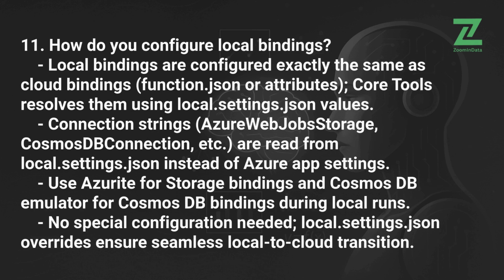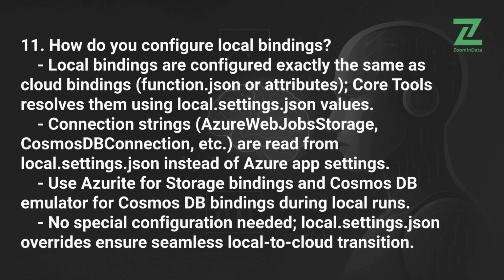11. How do you configure local bindings? Local bindings are configured exactly the same as cloud bindings, function.json or attributes. Core Tools resolves them using local.settings.json values. Connection strings, AzureWebJobsStorage, Cosmos DB connection, etc.